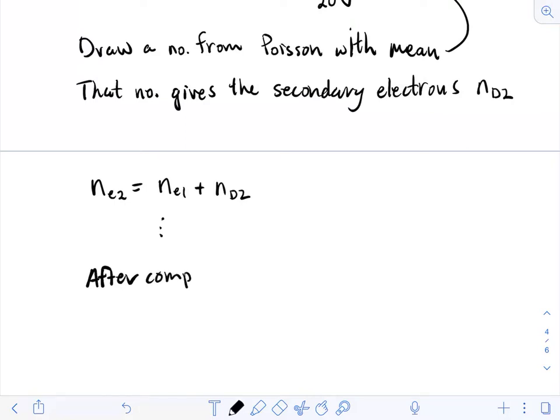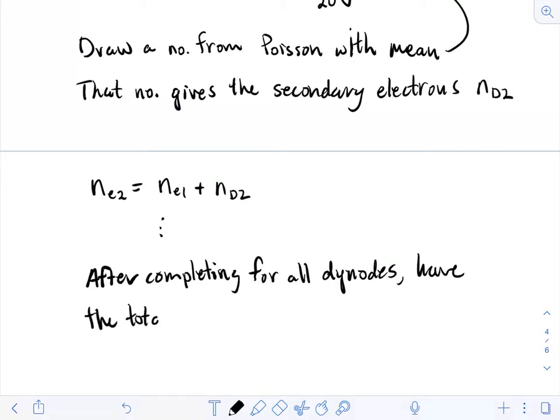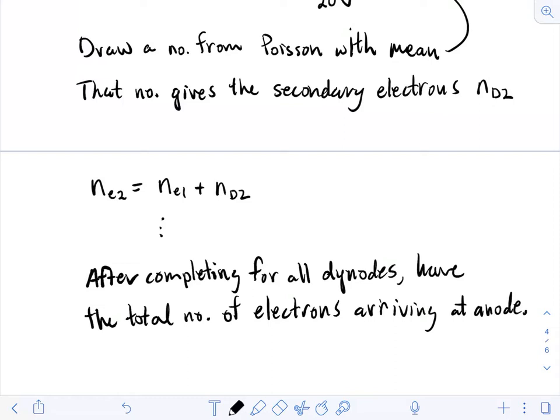After completing this for all dynodes, we would have the total number of electrons arriving at the anode. Okay, but that's not exactly what we wanted. We wanted to know what the distribution would look like. So all of this was just for one trial of the simulation.